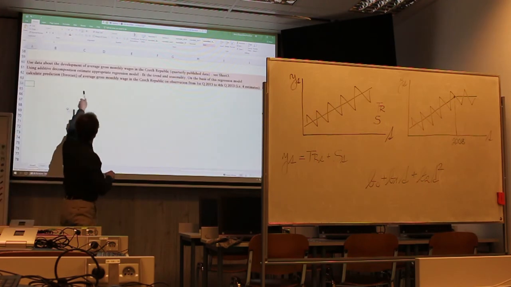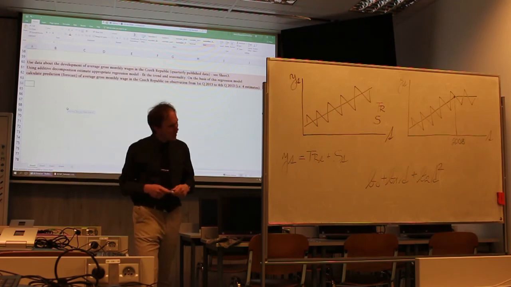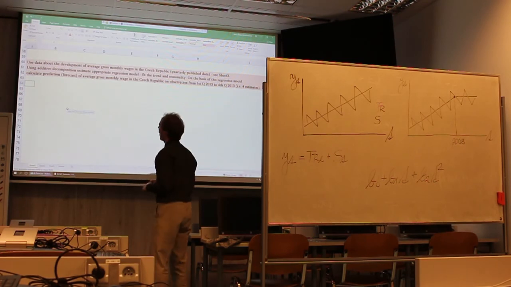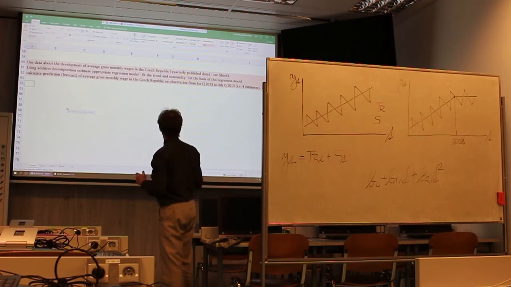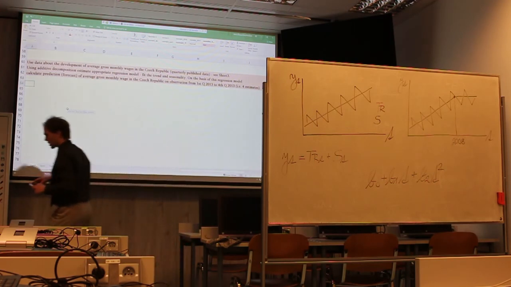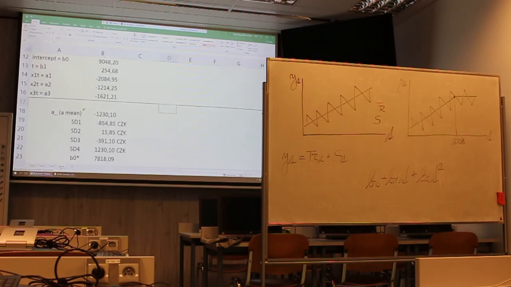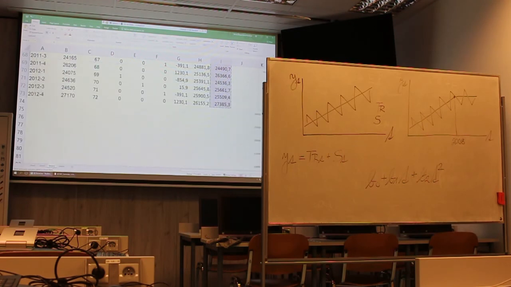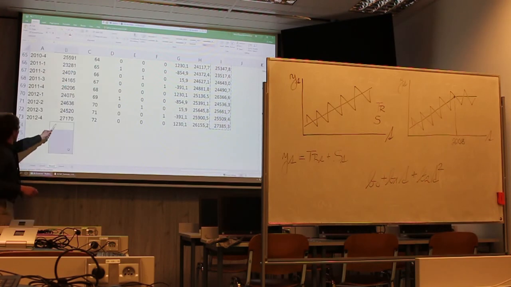So using additive decomposition we estimated an appropriate regression model. We used only linear trend and deterministic seasonality, yes? On the basis of this regression model, calculate a prediction forecast of the average gross monthly wage in the Czech Republic. So forecast, where is my data set here? On these 4 positions, yes.